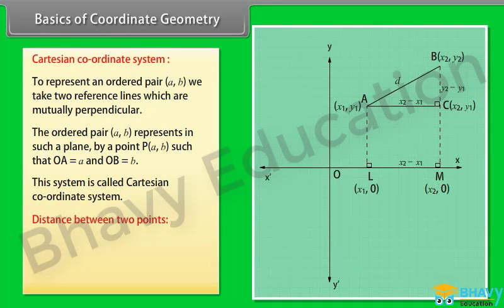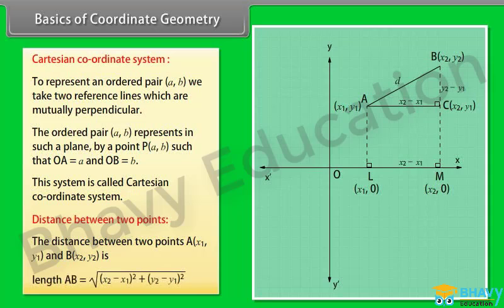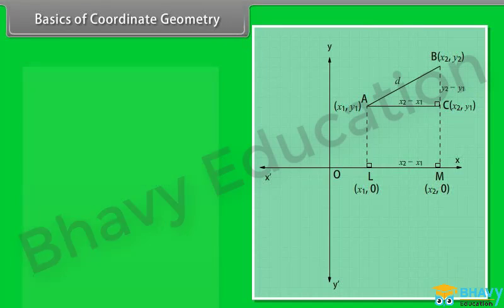Distance between 2 points. The distance between 2 points A(x1, y1) and B(x2, y2) is length AB is equal to square root of (x2 minus x1) squared plus (y2 minus y1) squared.